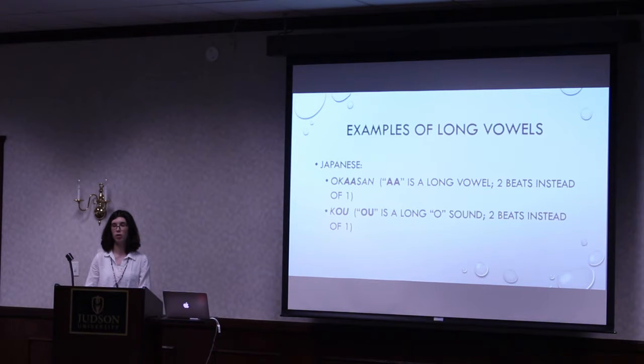Due to my time and the extent of my research, I do not have specific examples of Old English long vowels. Here are two examples of Japanese long vowels. The Japanese word okaasan uses the long vowel a, two a's together, which is spoken for two beats instead of one. Similarly, the syllable ko uses the o as a long vowel. It is counted twice as long as a short o vowel.